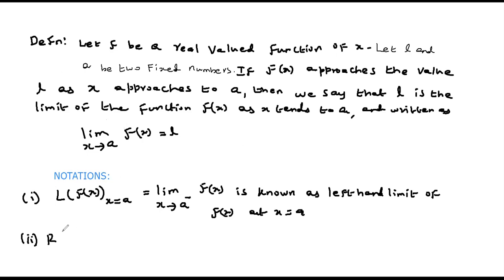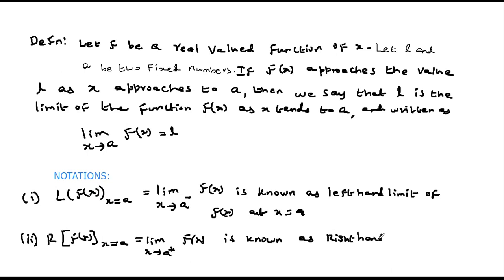R of f of x at x is equal to A will be equal to limit x tends to A plus of f of x. It is known as the right hand limit of f of x at x is equal to A.